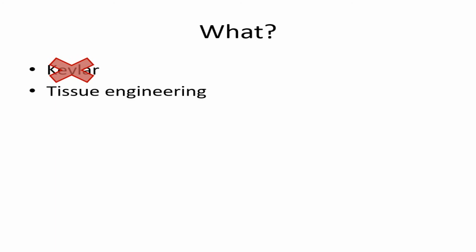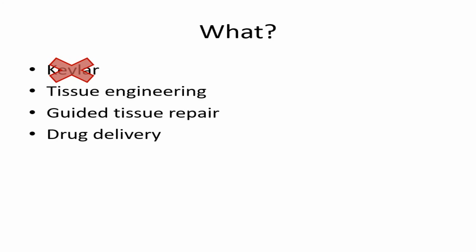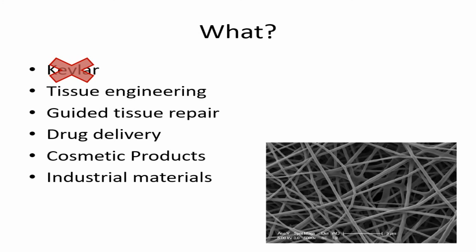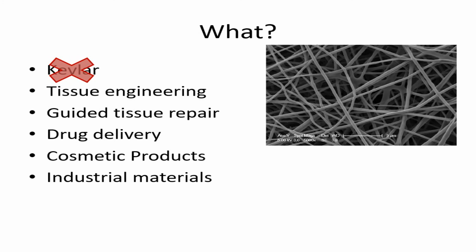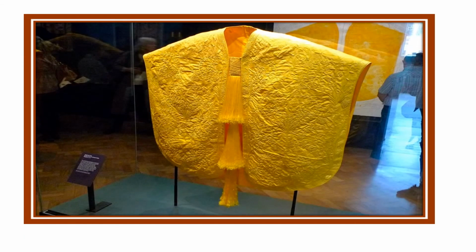For example, it can be used in tissue engineering and repair, since it is a material found in nature. It can also be used for drug delivery as well as cosmetic products. And finally, it has been used as nanofiber in industrial materials. However, unlike silk from silkworms, spiders cannot be farmed due to their territorial nature, and if attempted to be farmed, it leads to them attacking and eating each other.